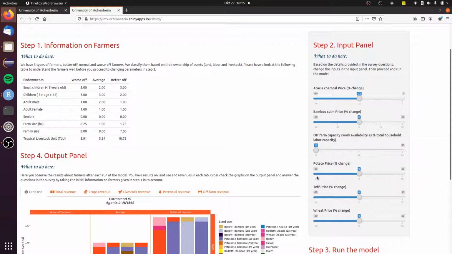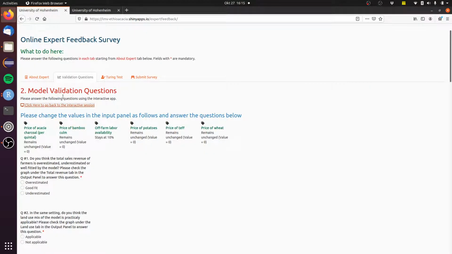And the fourth one is potato price, a percentage change in potato price, percentage change in teff price, and percentage change in wheat price. So this is the place where you change these prices and percentage changes based on the question that will be asked in this part. So whatever, for example, here it says please change the values in the input panel as follows and answer the questions below.